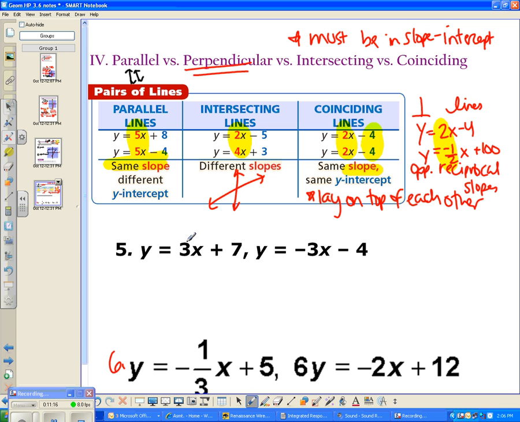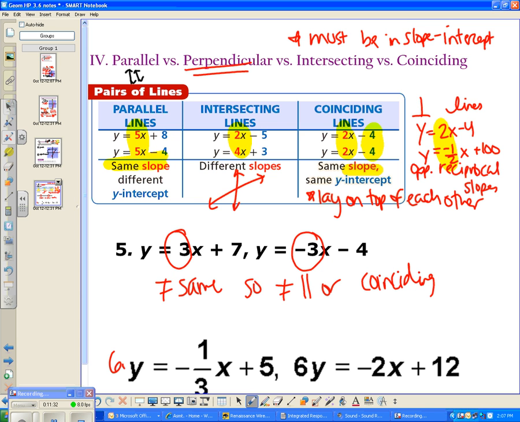Okay, so for number 5, if you look at y equals 3x plus 7 and y equals negative 3x minus 4, just look at the slopes. They're not the same, so that means that they can't be parallel or coinciding. They're not lying on top of each other. They're not the same lines. They're not opposite reciprocal, so they can't be perpendicular. So our only other option is that these lines are intersecting. That's it. That's all we can classify them as.